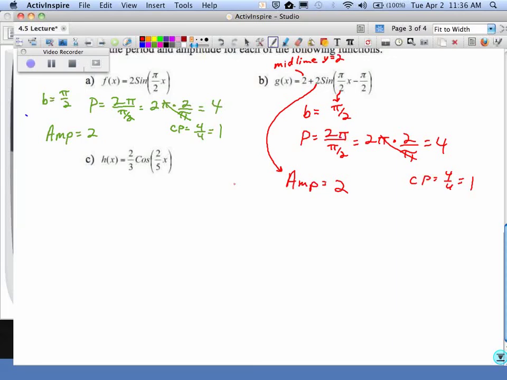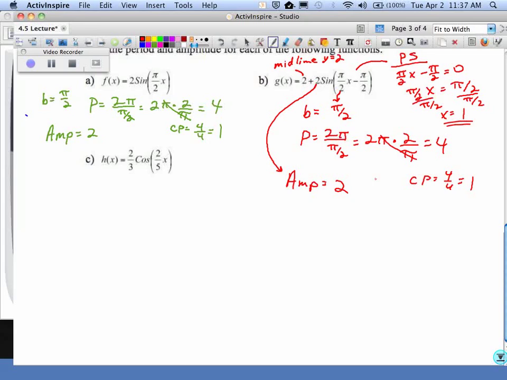Say that again. Yeah, the negative pi over 2, you would pull all this stuff out for a phase shift. Set it equal to 0. So pi over 2 x equals pi, add the pi over 2, and then you divide by pi over 2. So everything's going to get shifted 1 to the right. We didn't need to find them. We didn't have to do all that other stuff, just period and amplitude. We didn't have to find the phase shift.